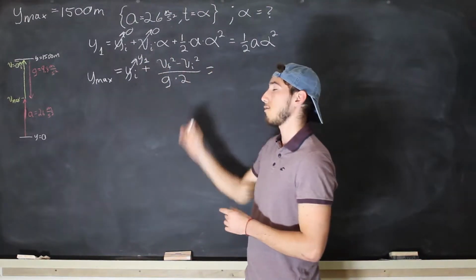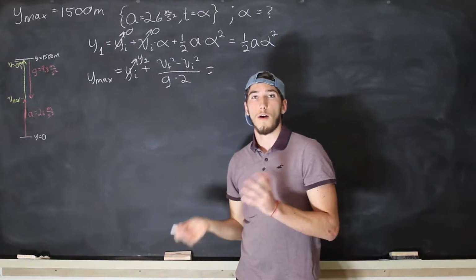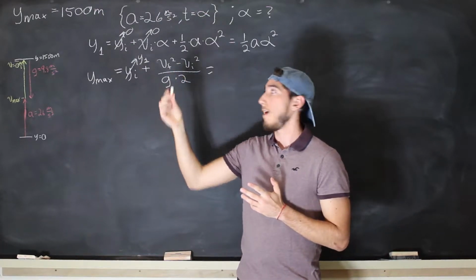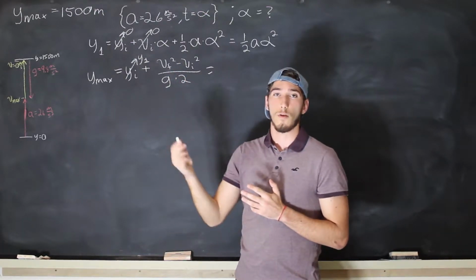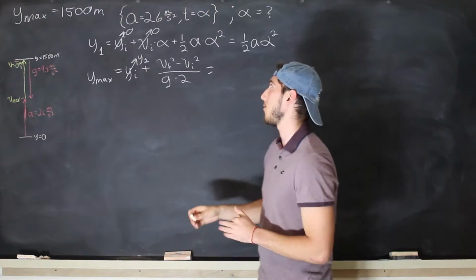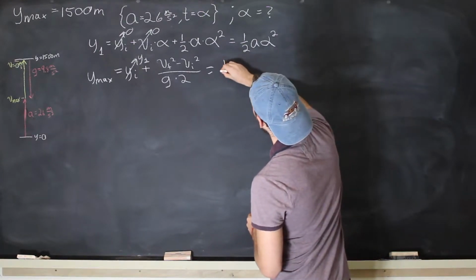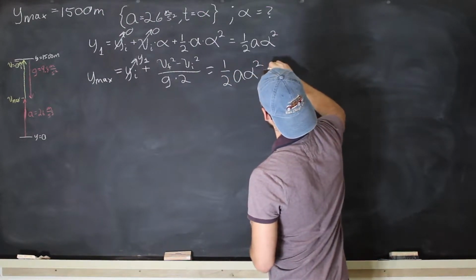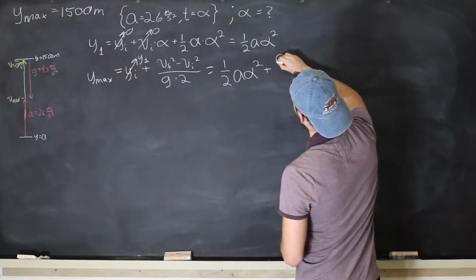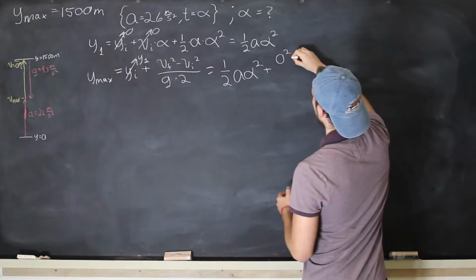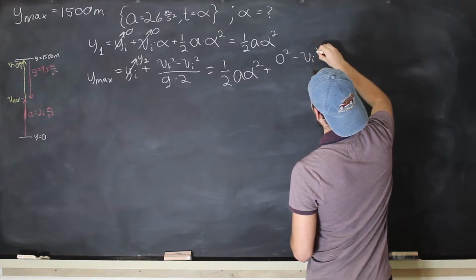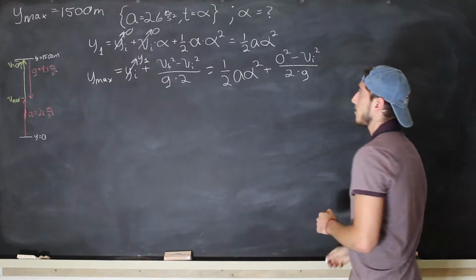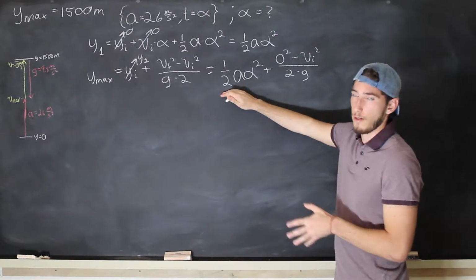And also for v final, we do have it, right? So our final velocity needs to be 0. We want it to stop at 1500 meters. If our velocity is not 0, then it won't stop at 1500. So we need it to be 0. So we have half a alpha squared plus 0 squared, which is our v final, minus v initial squared over 2 times gravity. So remember, this is the y initial for the second phase.